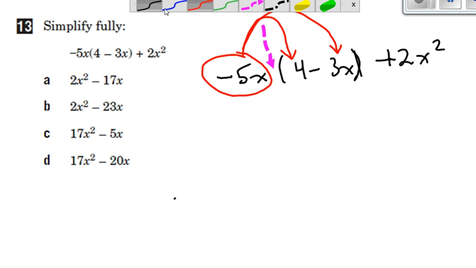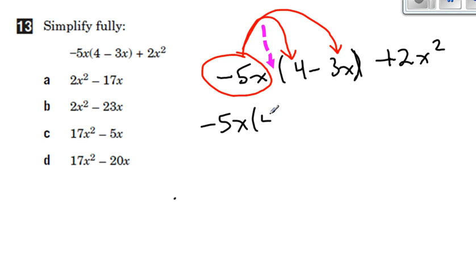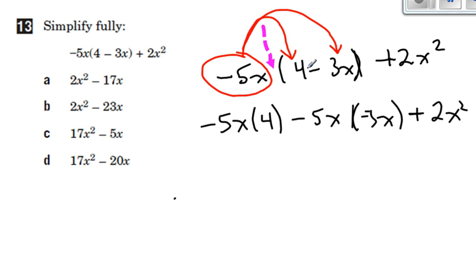So let's do the multiply. So negative 5x times 4, I'll do that math in a second, and then negative 5x times negative 3x. So I'm showing you an in-between step, just in case this is something you haven't reviewed in a long time. So what I did was I took this binomial and I broke it apart like this. Okay, now I can multiply each piece and make sure I don't forget anything.